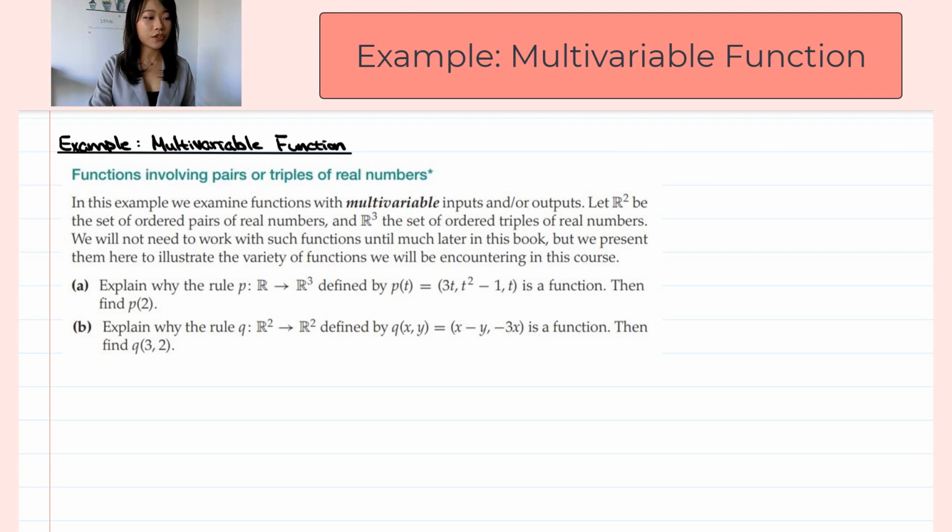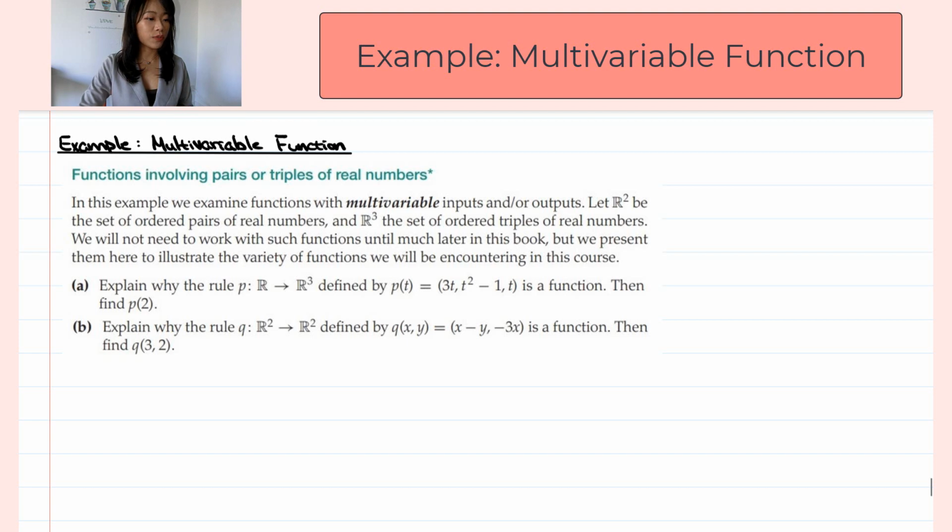Let's first understand the notation. The rule P maps from real number to R cubed. The first set of numbers means the domain. That means the input is only one number. And this function will map the one number to a three-dimensional space. So the range is R cubed. The cube here means that the output is an ordered triple of real numbers. So is P of t a function? The answer is yes, because for each input, it's sent by the function to exactly one triple of real numbers.